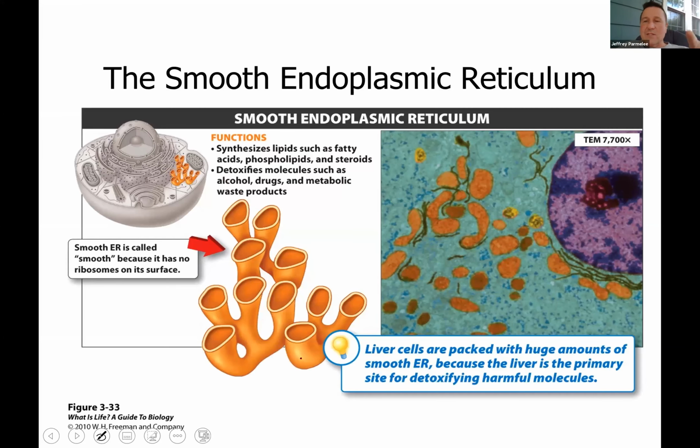Smooth ER has no ribosomes, so it doesn't make any proteins, but it's going to make fats. And I also need you to remember that the smooth ER is really important in detoxifying toxins like alcohol or illicit drugs and normal drugs. Anything that's stored in your body, that smooth ER will break it down.